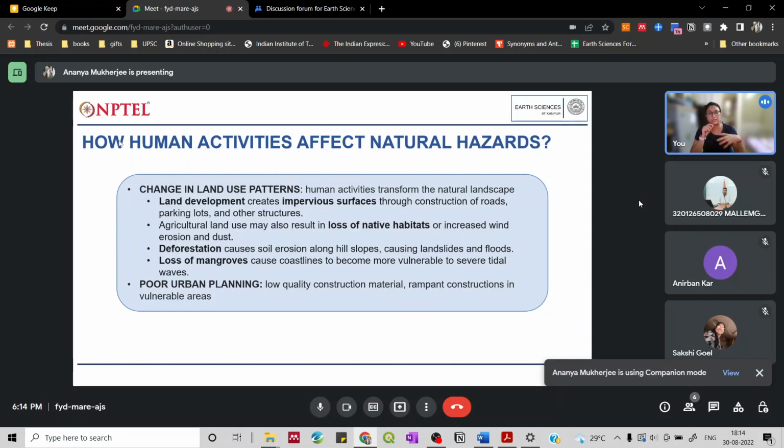Then, as we said before, waterlogging and such issues are also caused by poor urban planning. Sometimes low quality construction materials are used. So even a very low magnitude earthquake could cause destruction in the buildings and such construction properties.